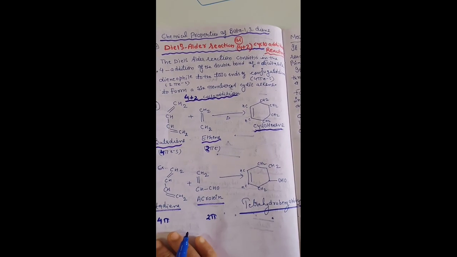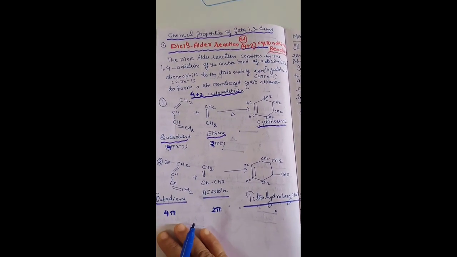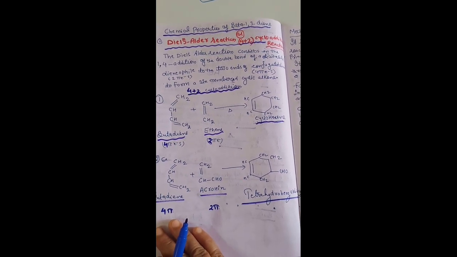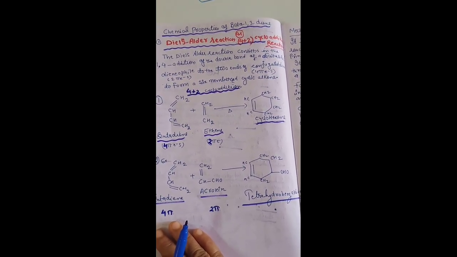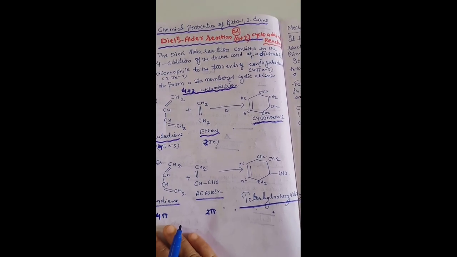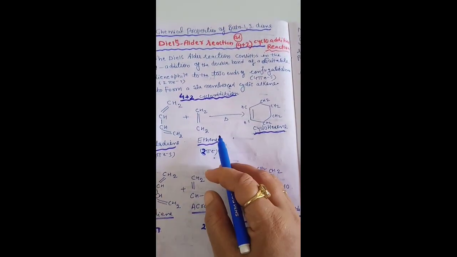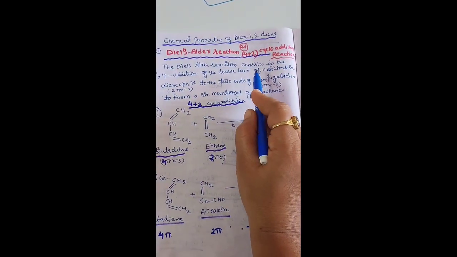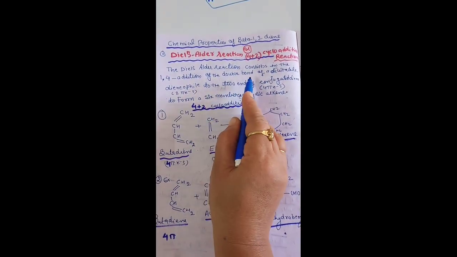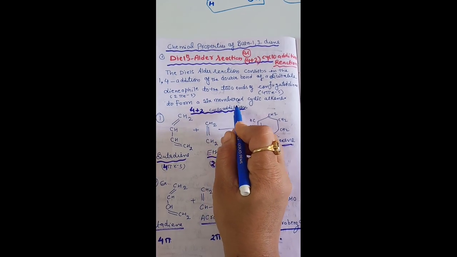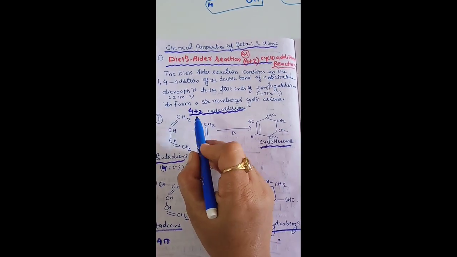Now let us see the chemical properties of 1,3-butadiene. One of the foremost important properties of 1,3-butadiene is that it undergoes cycloaddition reactions. The famous cycloaddition reaction is the Diels-Alder reaction. The Diels-Alder reaction consists of the 1,4 addition of the double bond of a suitable dienophile to the two ends of the conjugated diene to form a 6-membered cyclic alkene. Now we will see that.